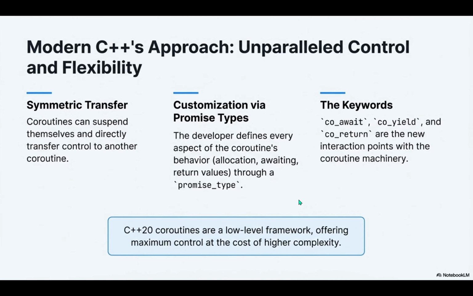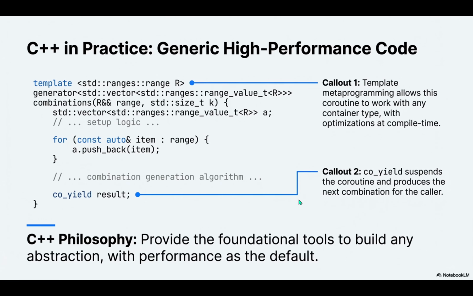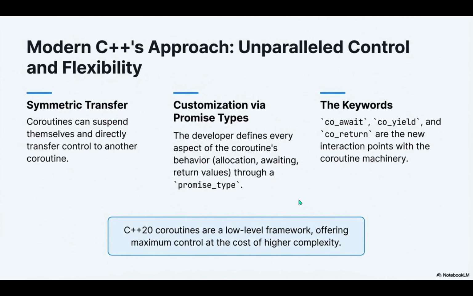And the central component you have to build is something called the promise type. The promise type. Yeah. You have to define one for every kind of coroutine you create. And this promise type controls everything. How memory is allocated for the coroutine, whether it starts right away or suspends, what happens when it's done, how the return value is handled, everything. That is a massive amount of responsibility. But I imagine it unlocks some serious optimizations. It really does. Things that languages with fixed runtimes just can't do.